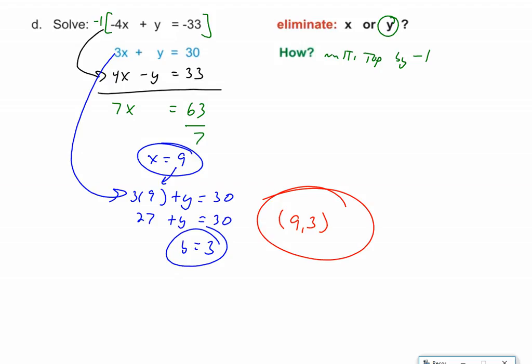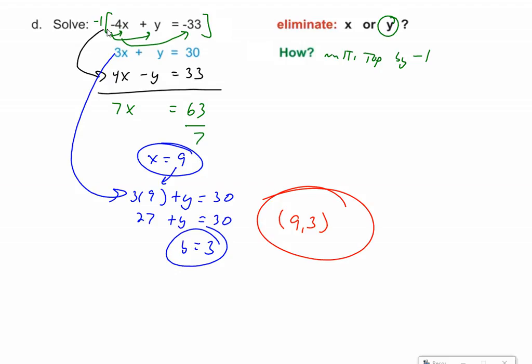Okay, so 9-3, agreed. So when you added them up, you had 7x equals 63. Be careful. What is a common mistake? A common mistake is to forget to distribute this -1 to the other side. So that's a common mistake there.